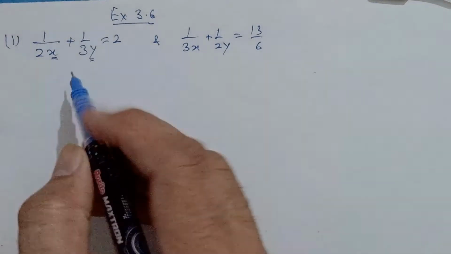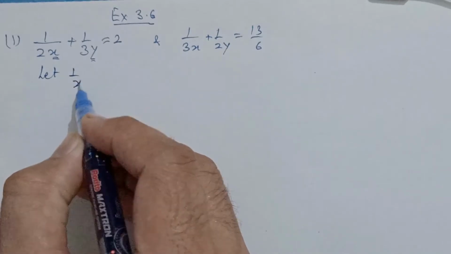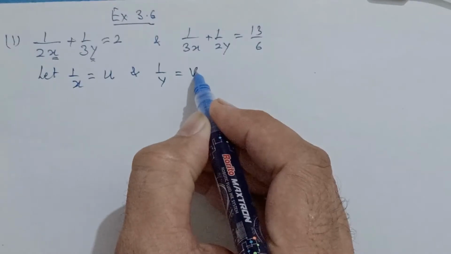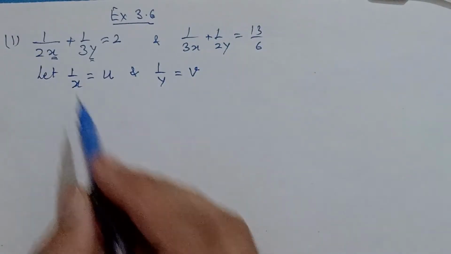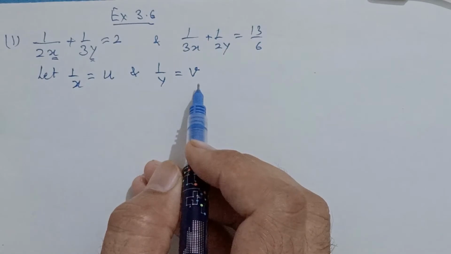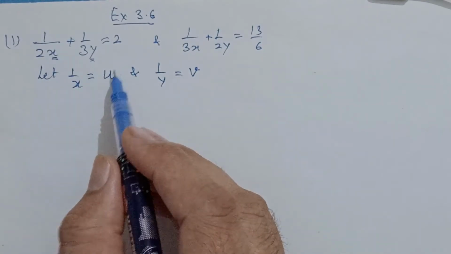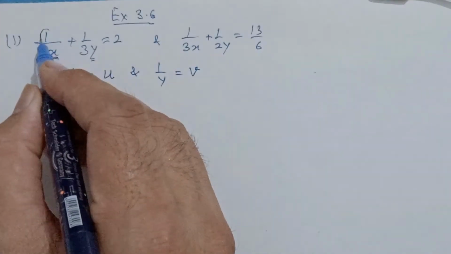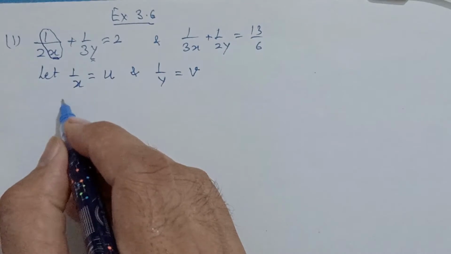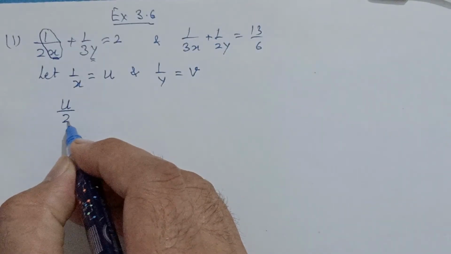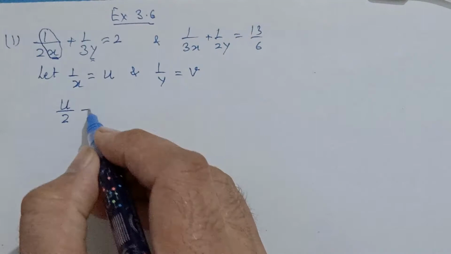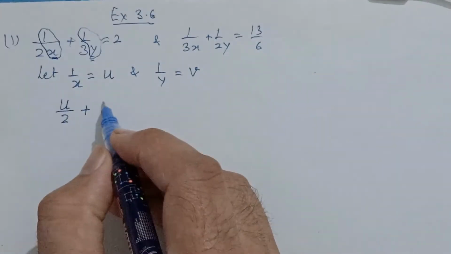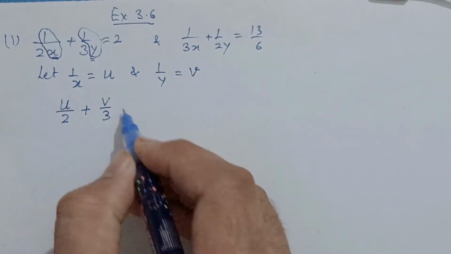First, let 1 upon x be equal to u and 1 upon y be equal to v. First we will assume that 1 upon x is equal to u and 1 upon y is equal to v. Now we will replace 1 by x with u and 1 by y with v in both equations. So the first equation becomes: this is 1 upon x, replace it with u, and the denominator 2 remains as it is, plus replace 1 by y with v and 3 as it is, equal to 2.